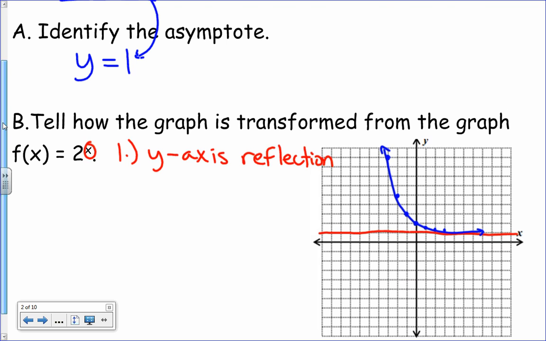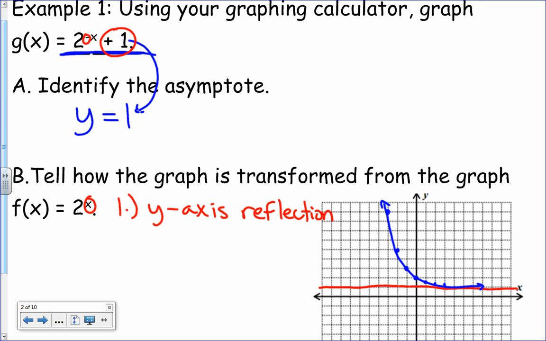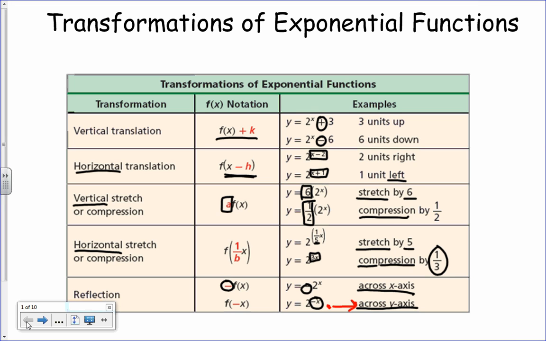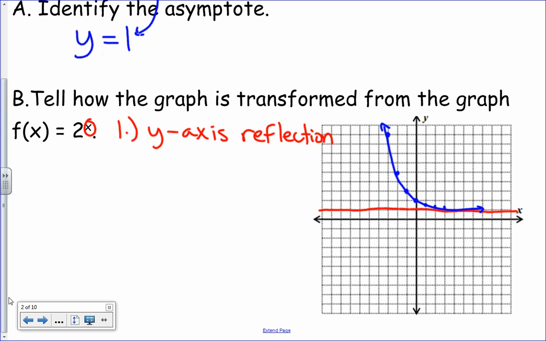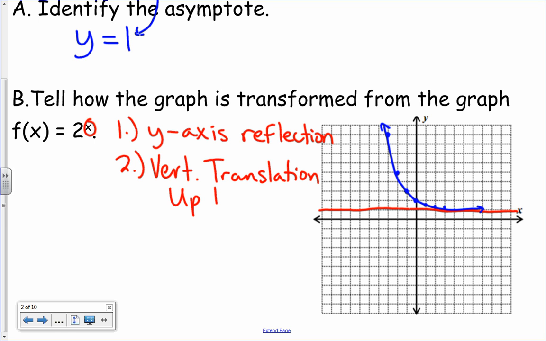All right, and then we look at the back end, and there's a +1 at the very end on the outside. If you look back at the page before, when something is added at the very end, you go up. So you have a vertical translation. So our second transformation is a vertical translation, or you could say shift, and it's going up 1.